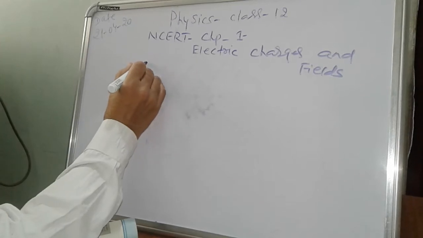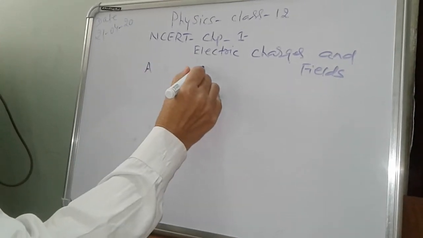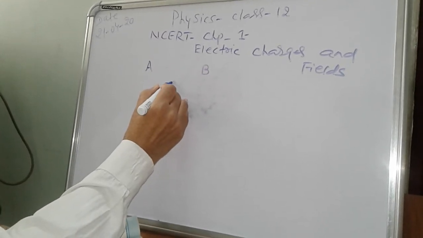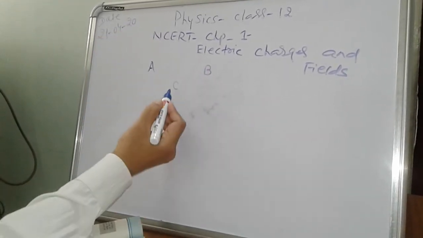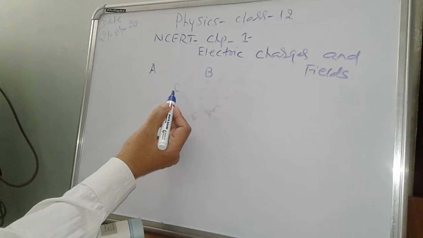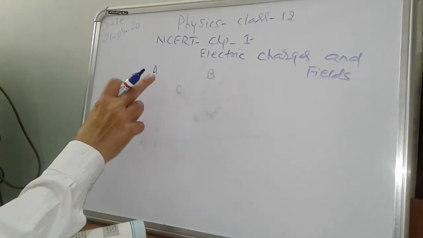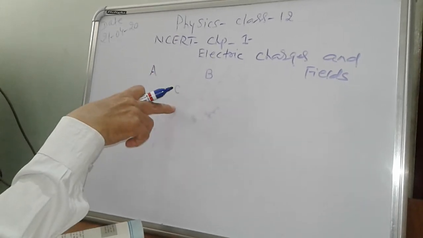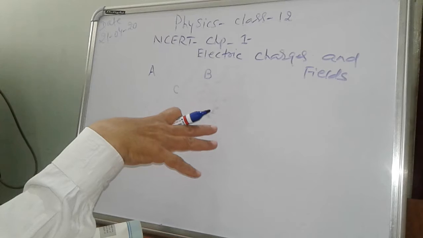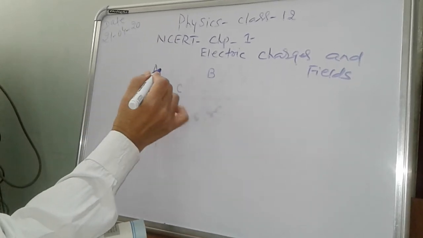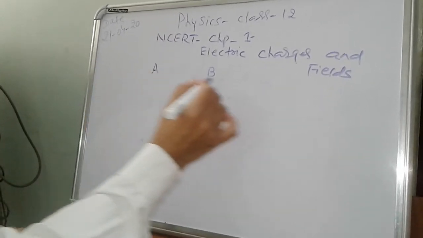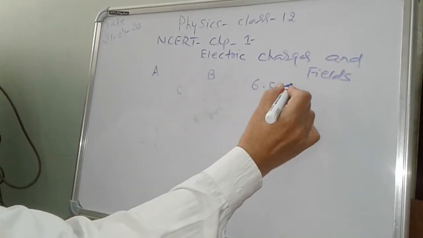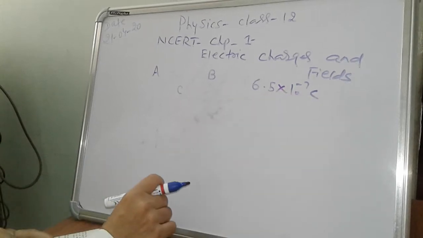That is, initially we have the two spheres A and B, and now another sphere C of the same size but uncharged is placed in contact with the first one and then the second one, and you have to obtain the force between these two. Initially the charge A and B possess is 6.5 into 10 to the power minus 7 coulomb.